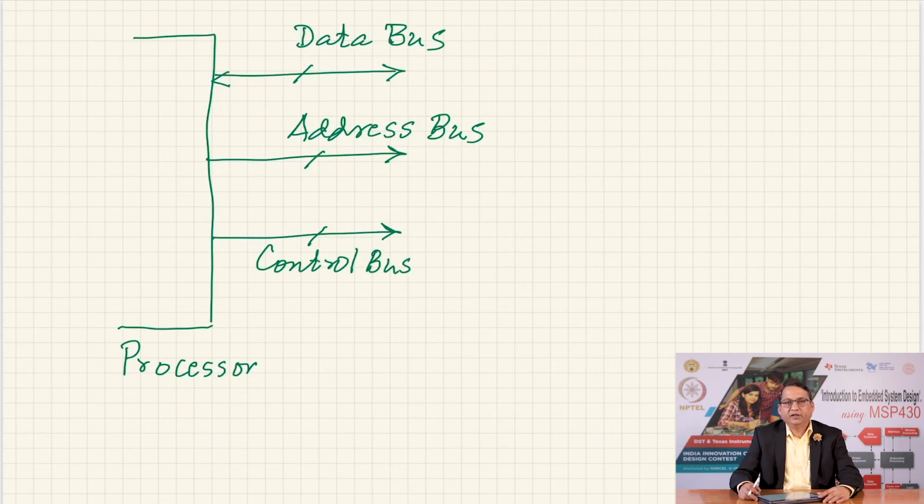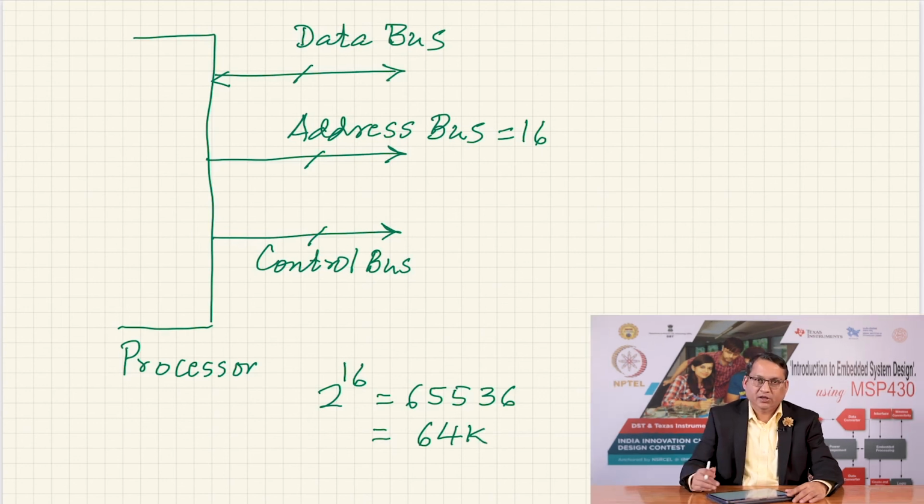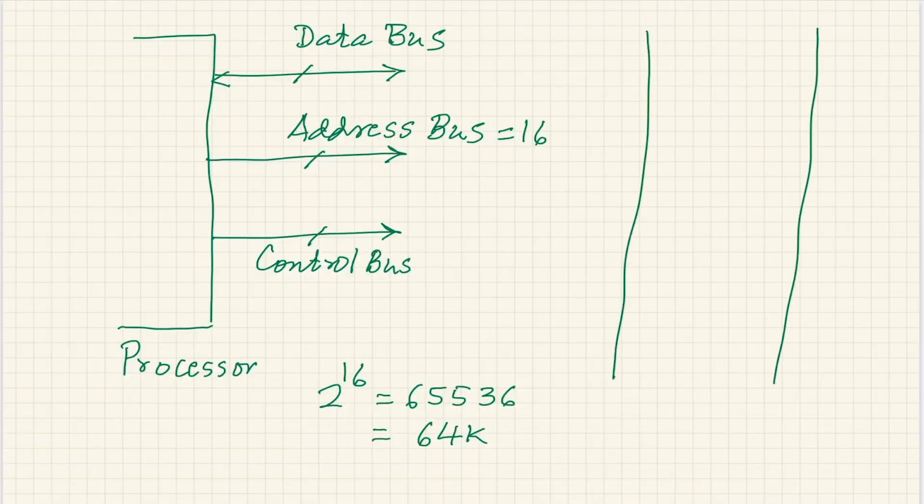Now, depending upon the number of address bits, address lines, let us say this has 16 address lines. That means this processor can uniquely address 2 raised to power 16 locations, and this is equal to 65536 locations and is commonly referred to as 64 kilobytes of memory. 64 kilo locations. Now, each location, how many bits can it store will depend on the width of the data bus. If it is 8, that means this processor can talk to 64 kilobytes of memory location. So, let me show you that memory map.